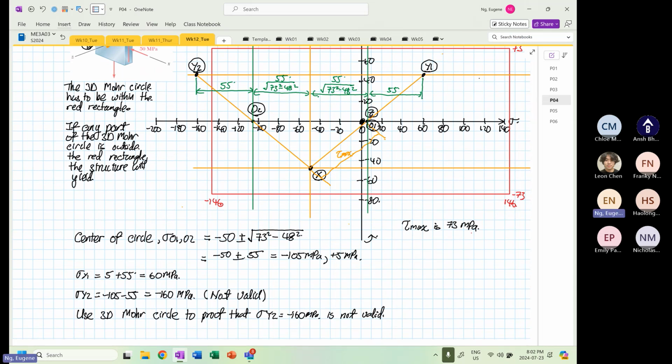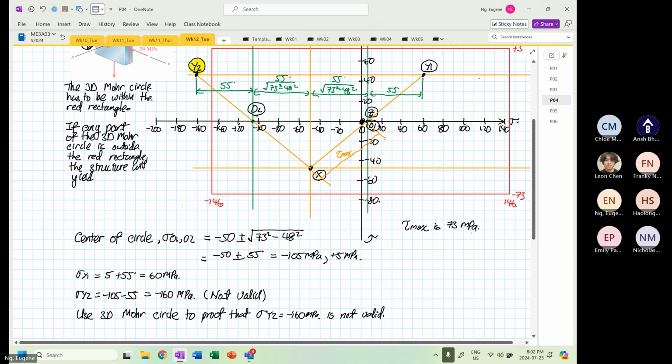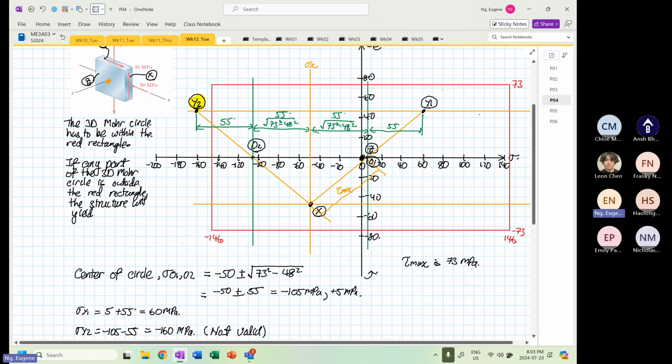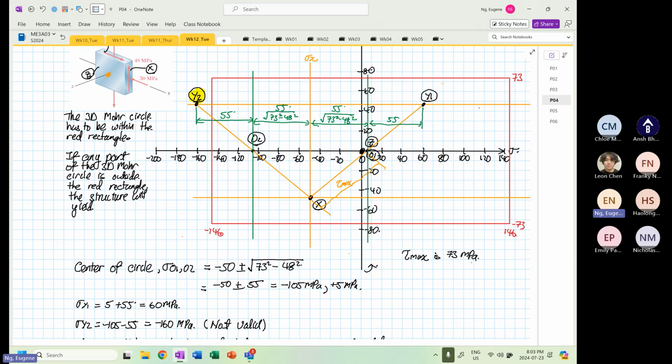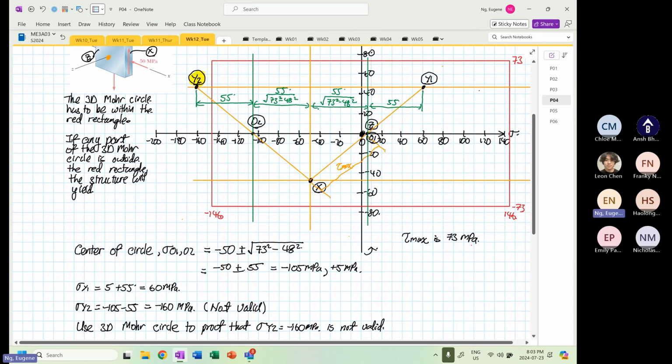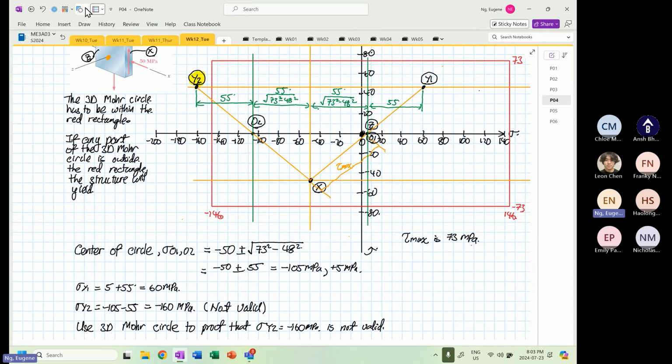Now, if we were to construct a 3D Mohr circle, the point that we are going to focus on is Y2. Why this is not bad. And as you can see, it's outside the red box already. But what I'm going to show you is how bad is it? Okay, I know it's funny that I say how bad is it. So we're going to construct a 3D Mohr circle now.